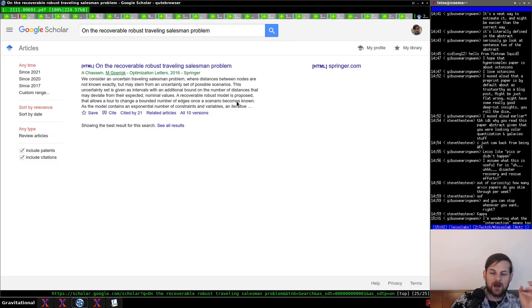I just want to figure out what recoverable means. We consider an uncertain traveling salesman problem where distances between the nodes are not known exactly, but may stem from an uncertainty set of possible scenarios. This uncertainty set is given as intervals with an additional bound on the number of distances that may deviate from their expected nominal values. A recoverable robust model is proposed that allows a tour to change a bounded number of edges once the scenario becomes known.